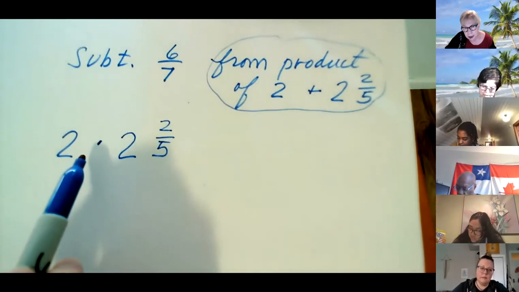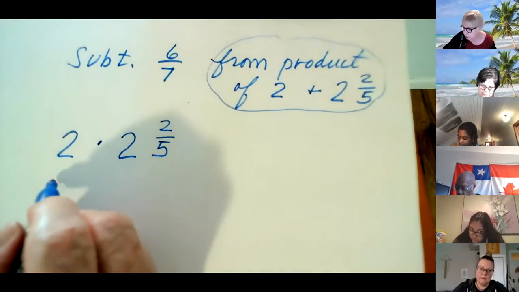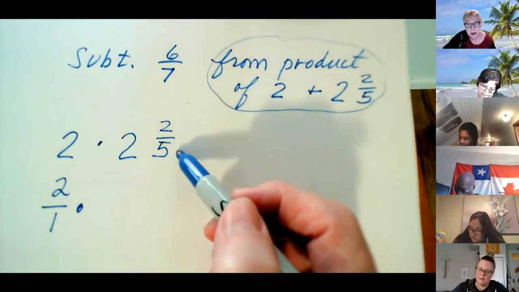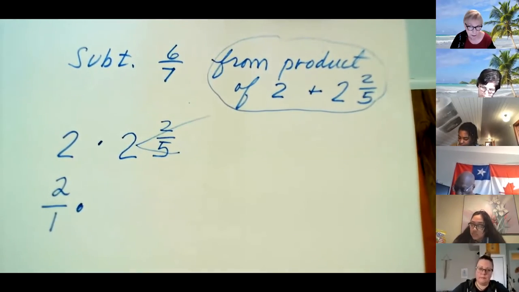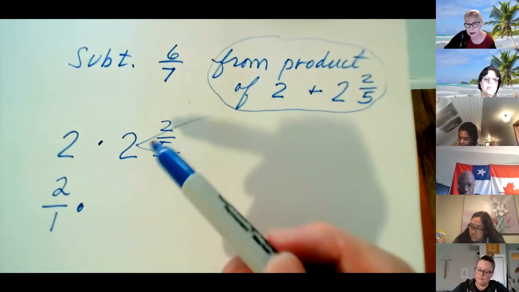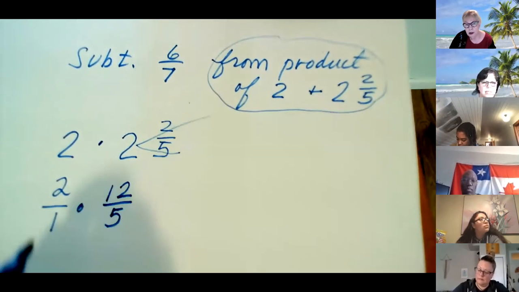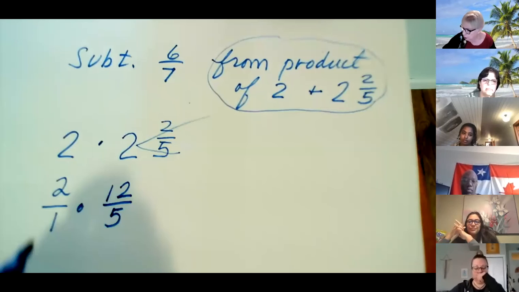So this is the same deal. This requires you to make it a fraction. Same thing, make it a fraction. 10 and 2 is 12 over 5. Okay? You look to see if anything will cancel, but it doesn't. So here's what I'm going to do. 2 times 12 is 24 over 5.